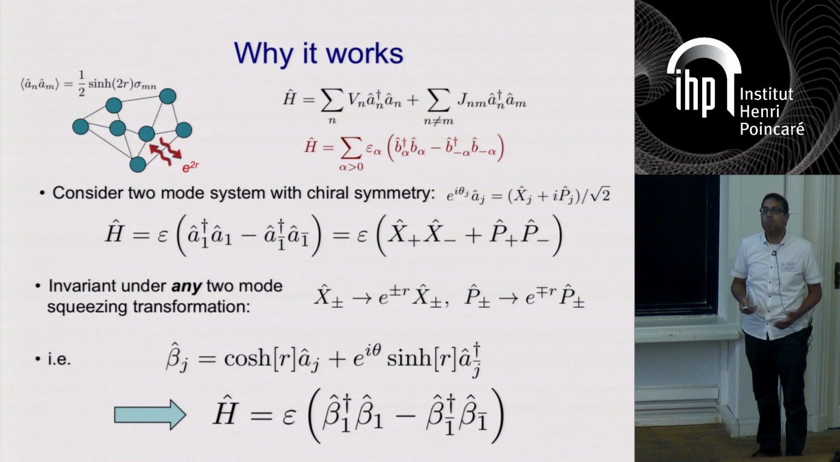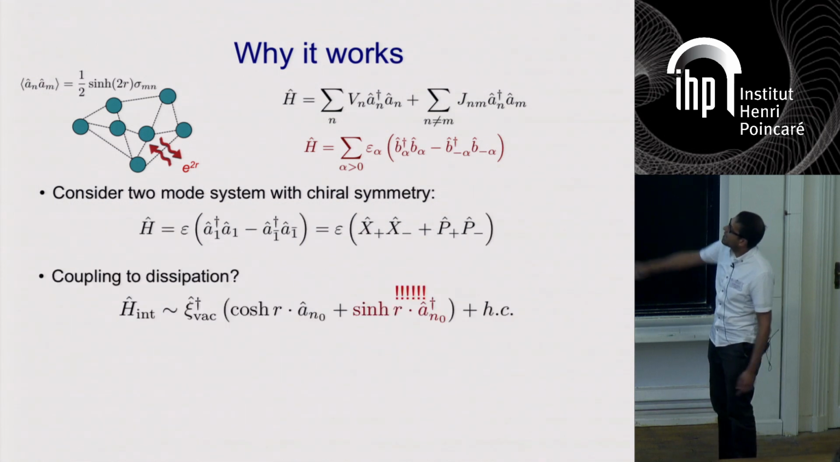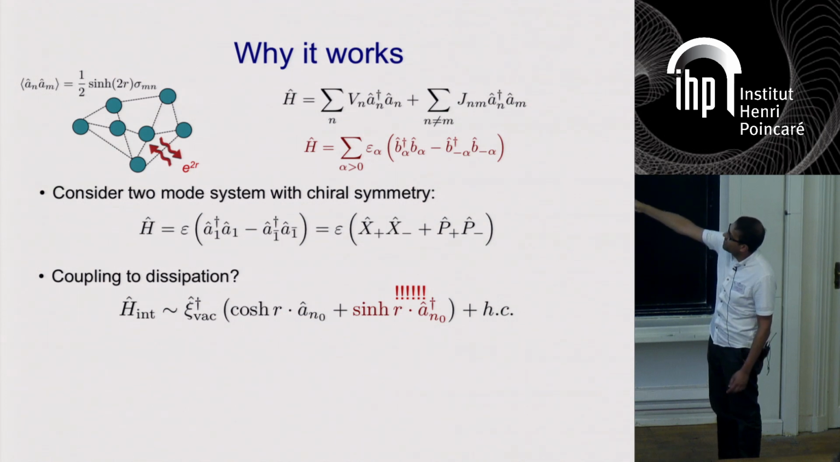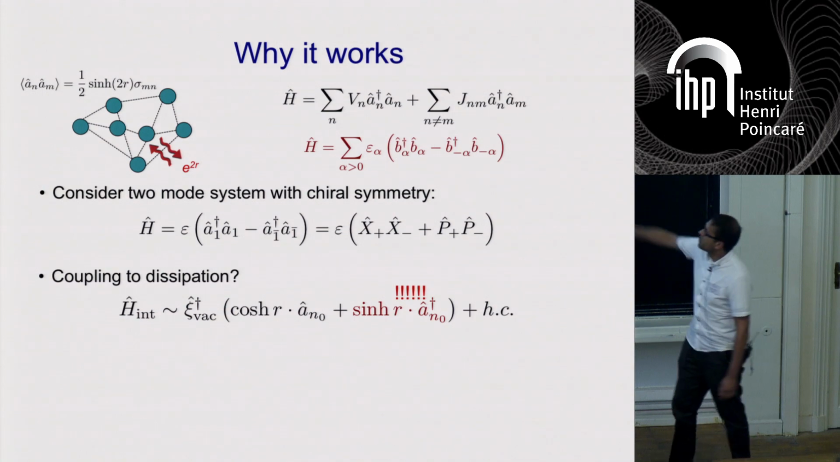Okay, so what does that mean? It means that there's many, many different ways to diagonalize this Hamiltonian. Okay, and why is that relevant to our problem? Well, when I couple one side of this lattice, let's go now to n modes, to the dissipation, this is what the coupling to that dissipation looks like.